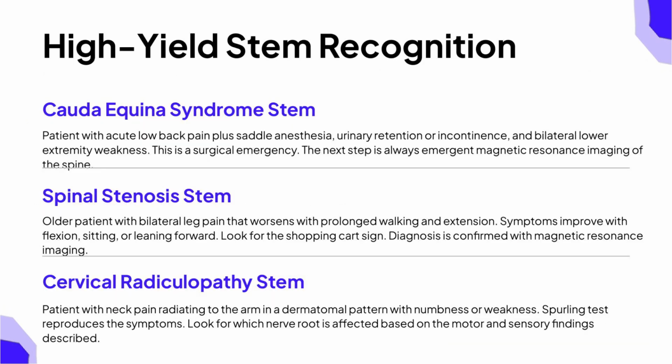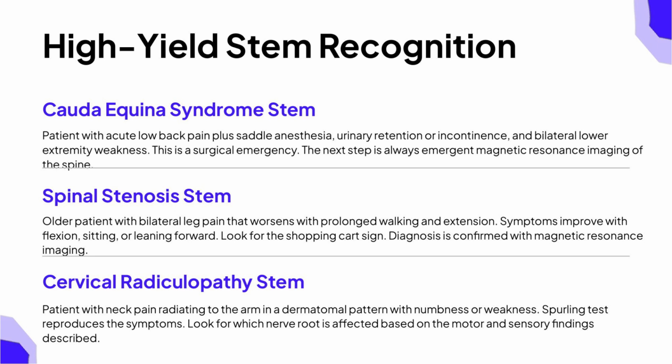Let us go through the three most important stem patterns you need to recognize. First, cauda equina syndrome. The patient presents with acute low back pain plus saddle anesthesia, urinary retention or incontinence, and bilateral lower extremity weakness. This is a surgical emergency, and the next step is always emergent magnetic resonance imaging of the spine. Second, spinal stenosis. Look for an older patient with bilateral leg pain that worsens with prolonged walking and extension. Symptoms improve with flexion, sitting, or leaning forward. The shopping cart sign is your clue. Diagnosis is confirmed with magnetic resonance imaging.